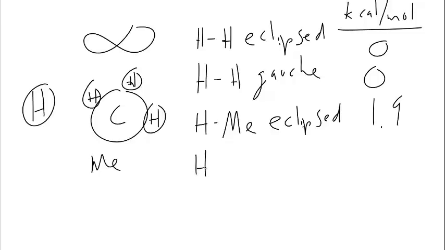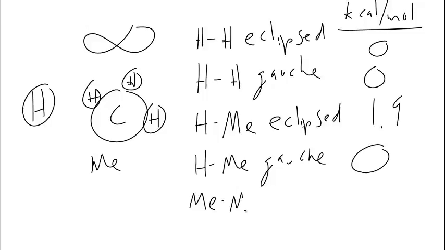Interestingly, because the methyl groups are kind of off rotating on their own, when H and methyl groups are gauche to each other, this actually is going to cost us just about, again, 0. Actually, the number is real and it's a little bit higher than that, but it's just about 0 overall.